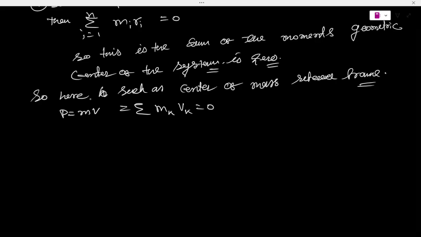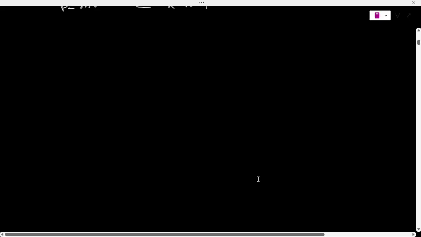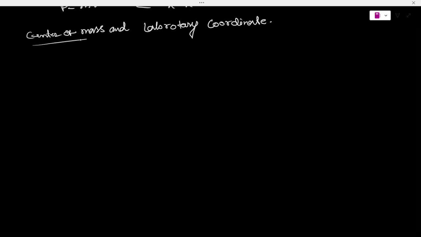So the center of mass and the laboratory coordinates. What will be the center of mass and the laboratory coordinates?